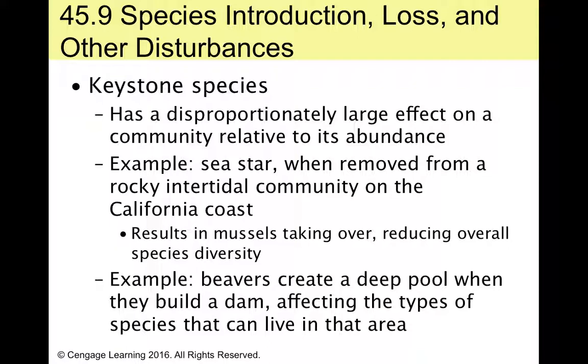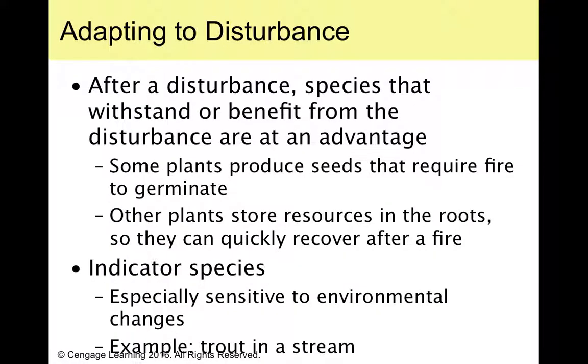So it doesn't have to just be an apex predator like a wolf or a sea star. It can be something smaller down the line like beavers. Beavers, they cut down the trees. They create deep pools when they build a dam. Lots of species can survive in those deep pools, and they change entire ecosystems by expanding waterways and that sort of stuff. And so beavers are a keystone species as well.